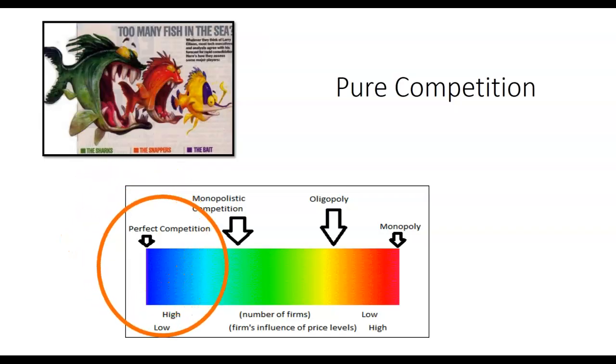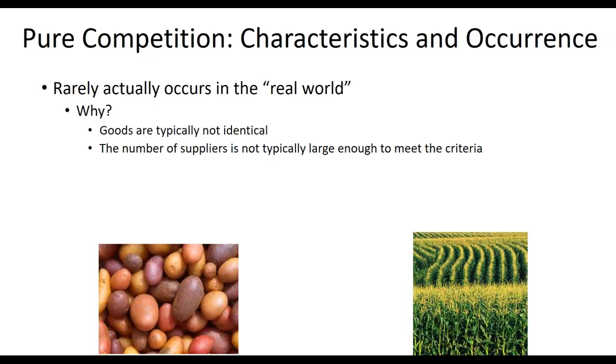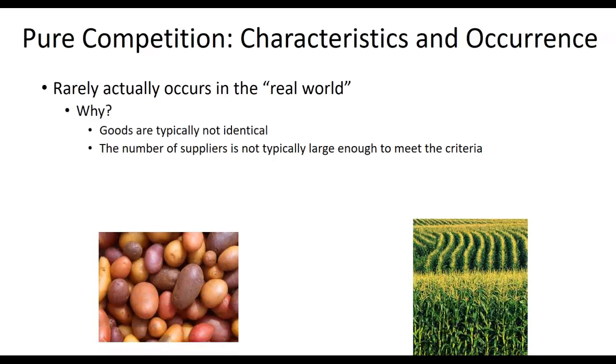So from now on, for the next little bit, we're going to focus on perfect competition. It rarely actually occurs in the real world for a couple of reasons. One, goods are typically not truly identical, or the number of suppliers is not actually large enough. You look at farming and agriculture, the number of true individualized farmers is actually a lot less than you'd imagine. And so most things don't sit within that. They're slightly outside of it for one reason or another.